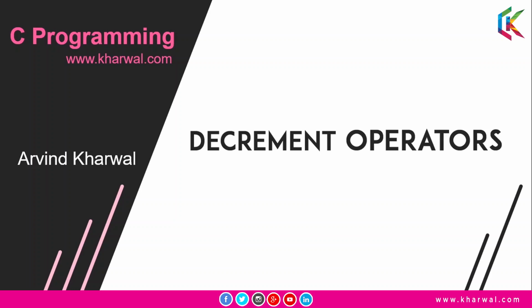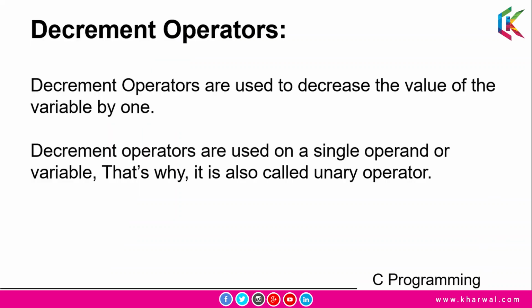And in this lecture, we are going to discuss decrement operators in C programming. Guys, now let's go ahead and we'll discuss these decrement operators in detail. Decrement operators are used to decrease the value of a variable by 1, and they are used on a single operand or variable. That's why it is also called a unary operator.